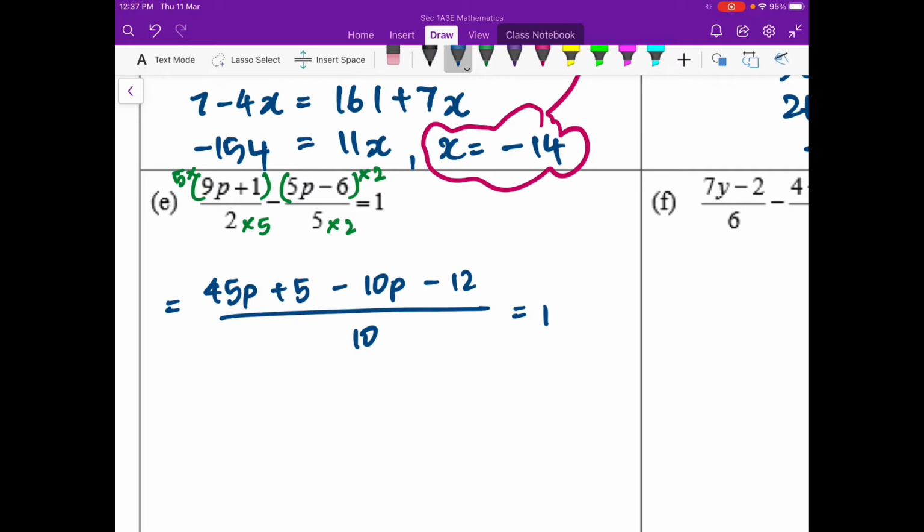I have just combined the two fractions together. Denominator of 10. So the first numerator times 5, so 45p plus 5, then minus 10p minus 12. Can you find the error? No, this is not the correct answer. Huh? There is an error here. Can you find it? Can you find the error?